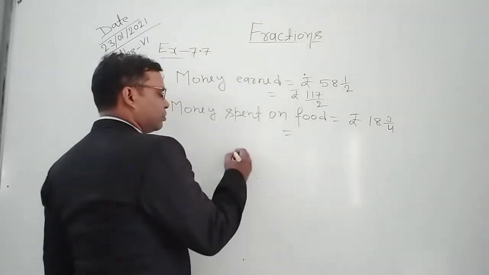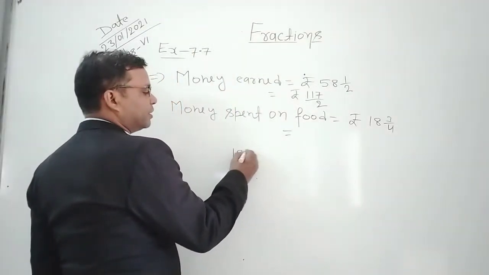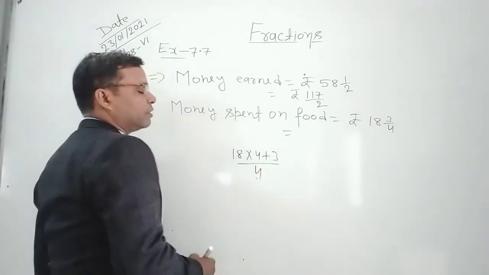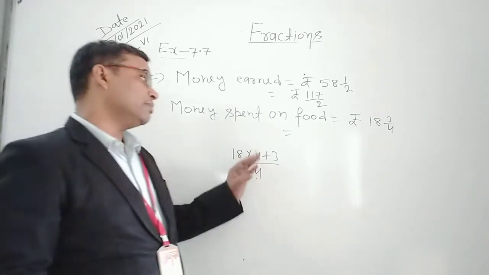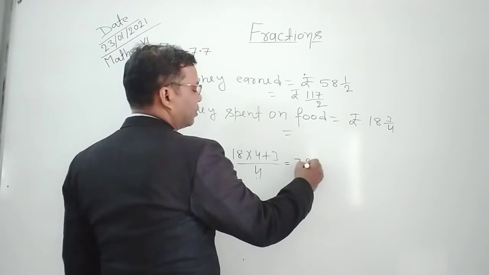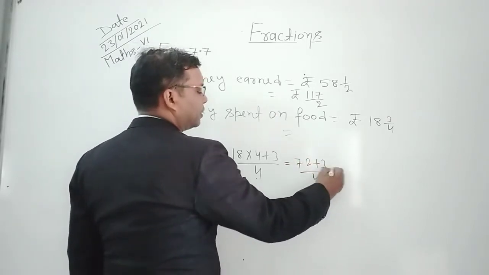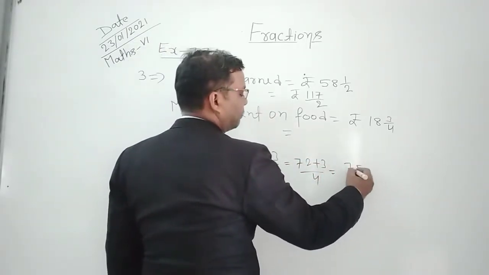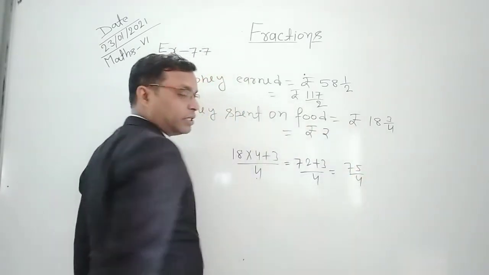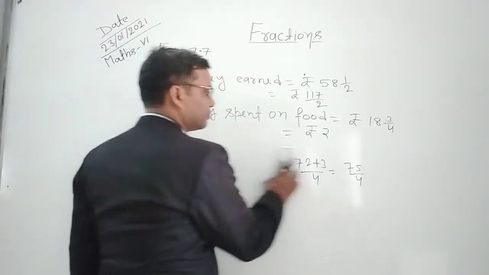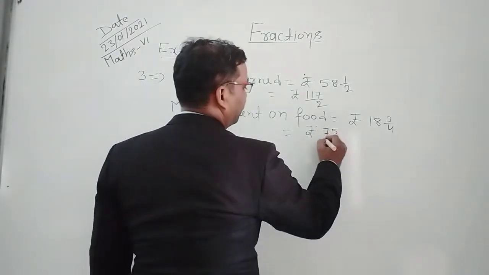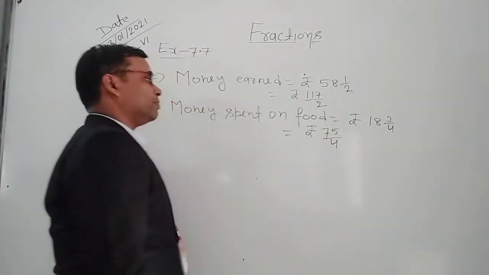So it becomes, you know very well how we can change it. You can write it as 18 into 4 plus 3 by 4. Okay. So it becomes an improper fraction. So 18 4s are 72 plus 3 by 4. This is equal to 75 by 4. So this way you can change it. 75 by 4. Okay. 75 by 4 rupees is the money spent on food.